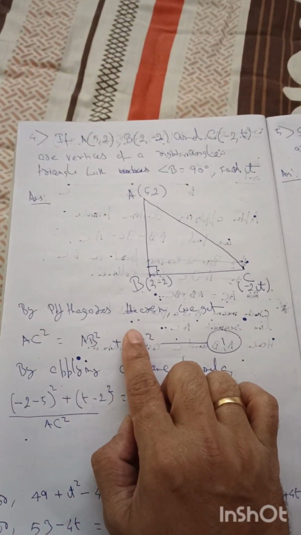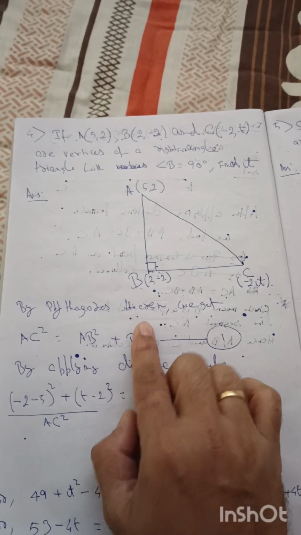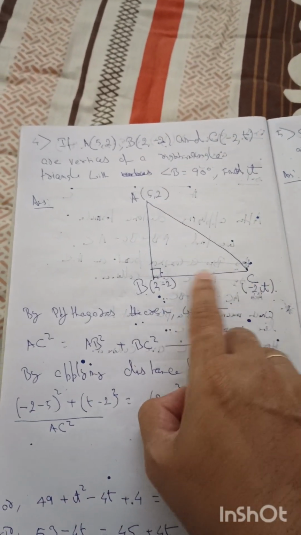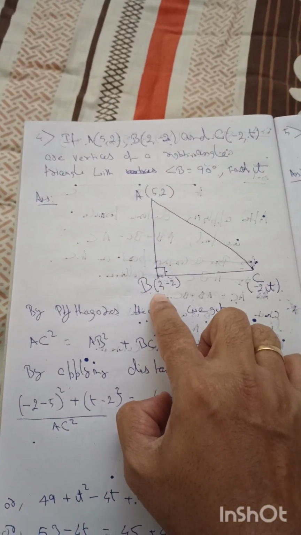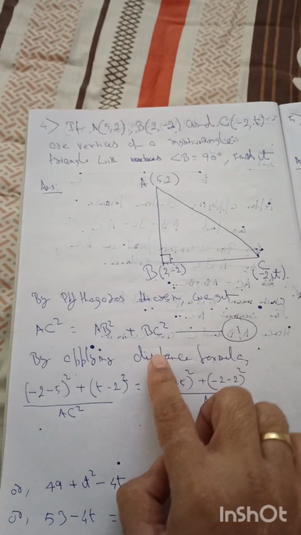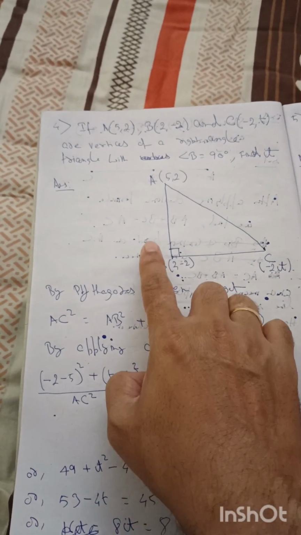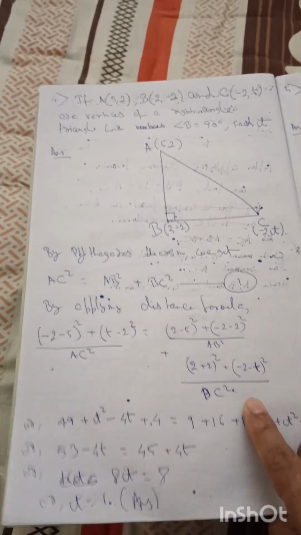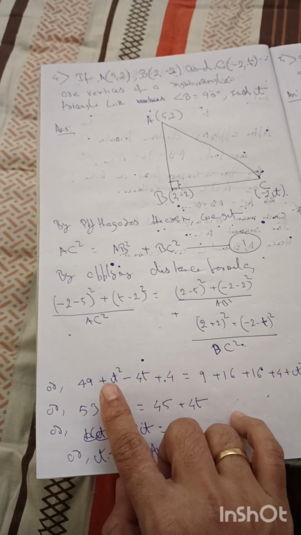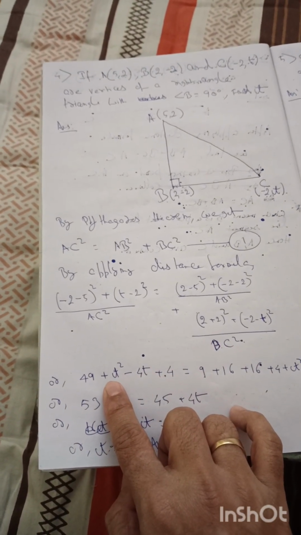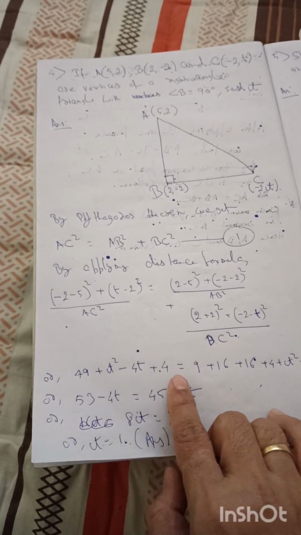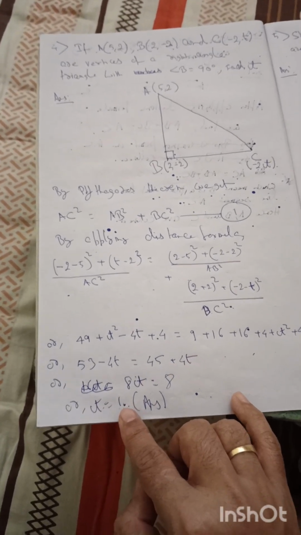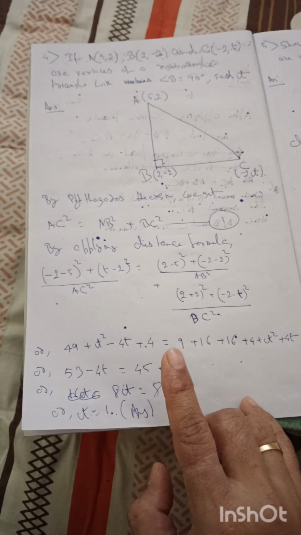Now by applying the Pythagoras theorem we get AC square equal to AB square plus BC square. Now simply by applying the distance formula we get this thing. Now after removing all the brackets we get the value of t as 1.